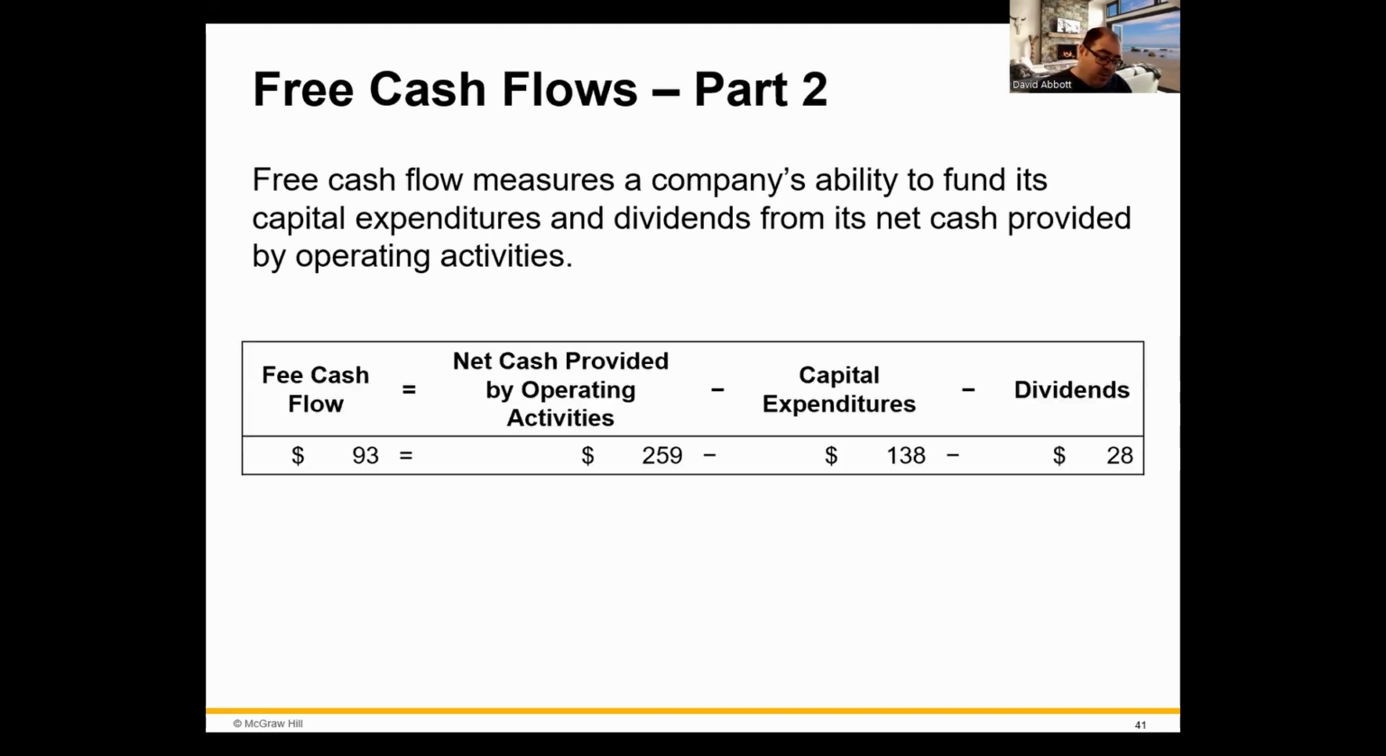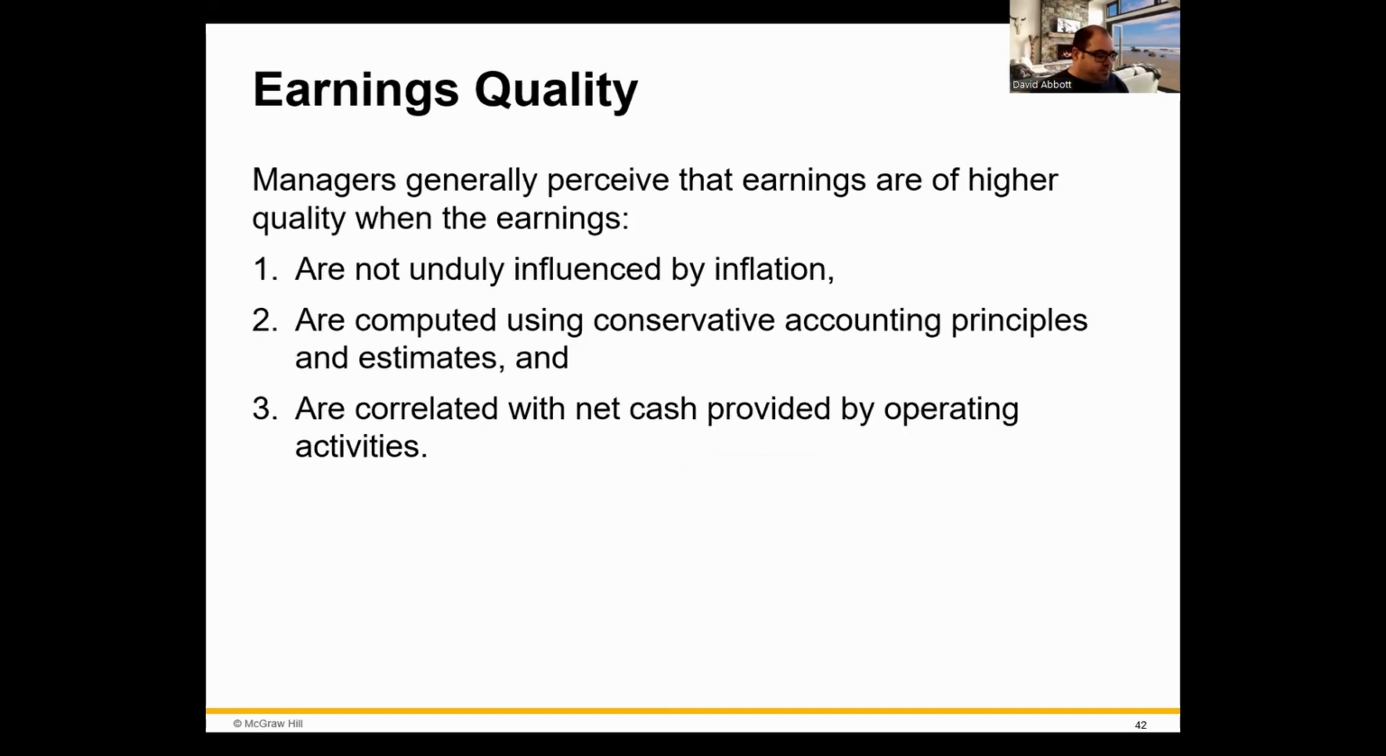In this example, Apparel's free cash flow of 93 million is shown. So we would take 259 million, which is our net cash provided by operations, minus our capital expenditures of 138 million, minus our dividends of 28. That gets us our free cash flow of 93 million.